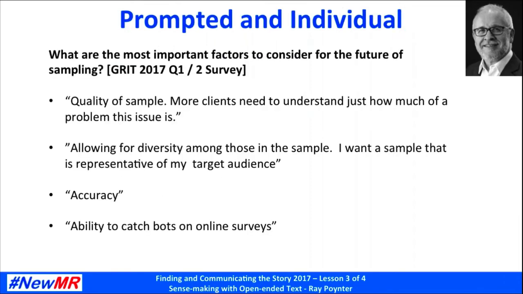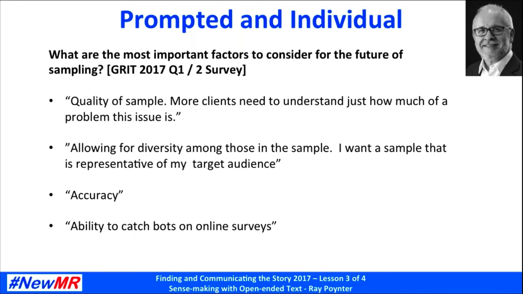Prompted and individual. This is the easiest form of open-ended text to work with in many ways. So this is from the GRIT survey from the beginning of this year. And this particular question was, what are the most important factors to consider for the future of sampling? And what is useful to us, what makes life easier from an analysis point of view, is everybody is responding to this single question. So the context for every answer is the same. And nobody knew what other people had written.